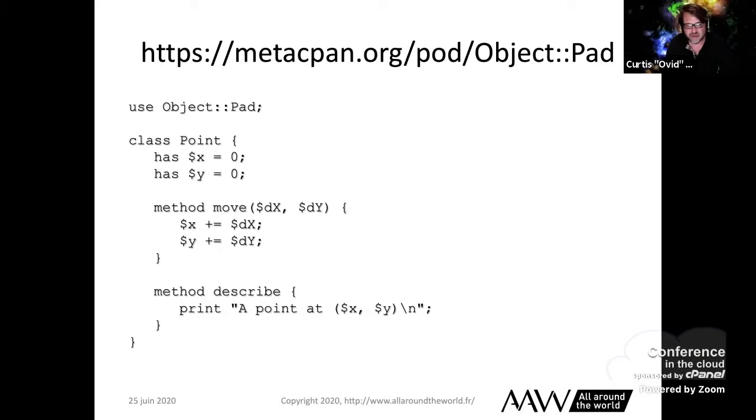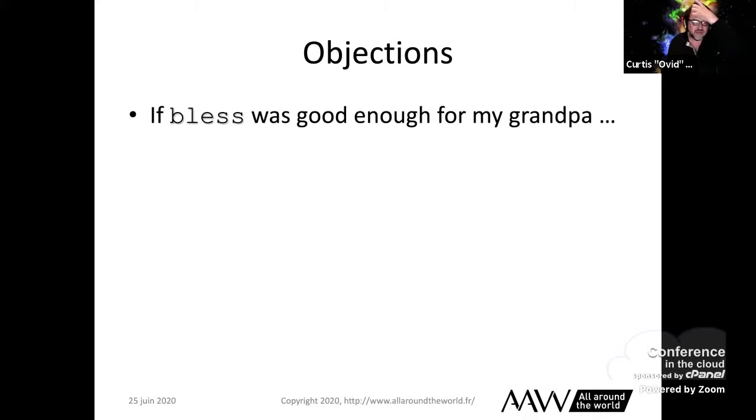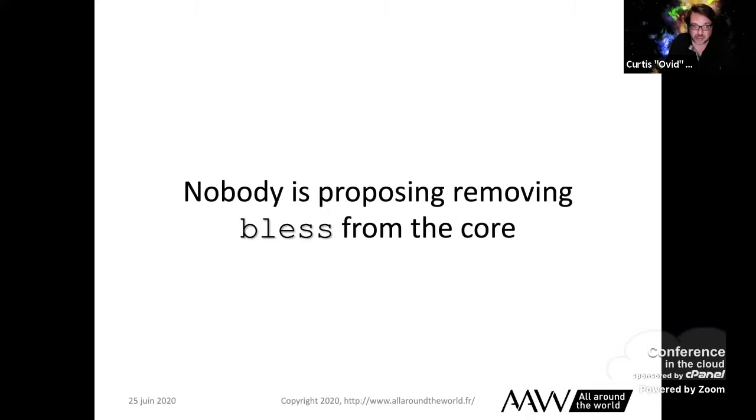So the objections I've gotten to Core. I've got to address those because I think they're important. So if bless was good enough for my grandma, that's probably not very nice. No, if bless was good enough for Perl for so long, why do we need something new? Nobody's proposing removing bless from the Core. If you like bless, that's fine. Just keep using it. That's perfectly fine. We're not trying to restrict you, and we understand sometimes bless can be perfectly appropriate.